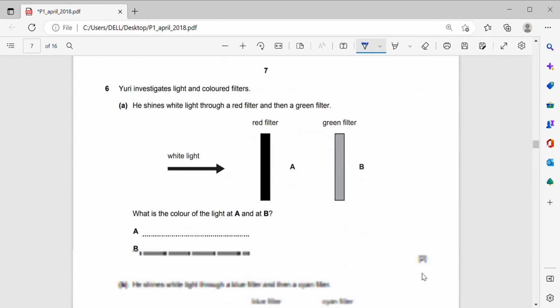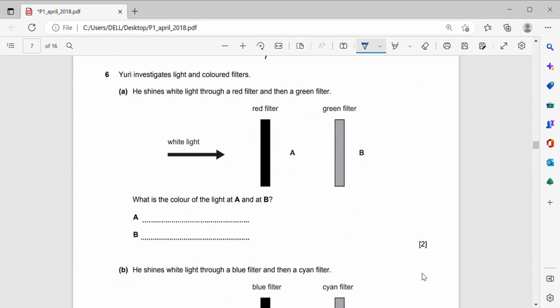Question number 6. Yuri investigates light and colored filters. He shines white light through a red filter and then a green filter. So white light through a red filter. What's the color of the light at A and B? Red filter will allow only the red light to pass on.